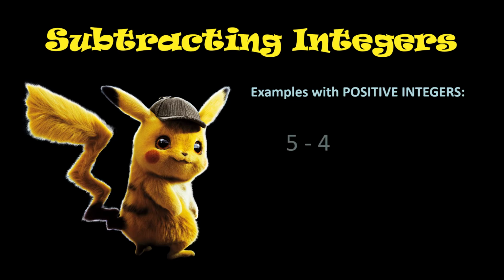For example, 5 minus 4. You've been seeing that since first grade. 5 minus 4 is simply 1. 7 minus 2. Believe it or not, these are subtracting integers questions. So 7 minus 2 is simply 5. So Pikachu is happy. These are quite simple.